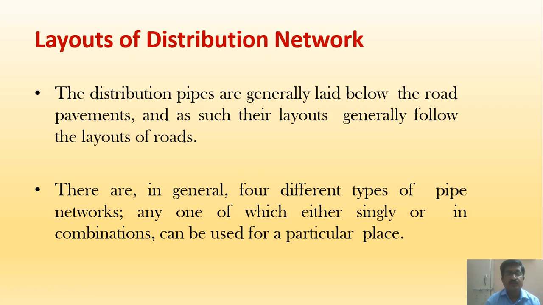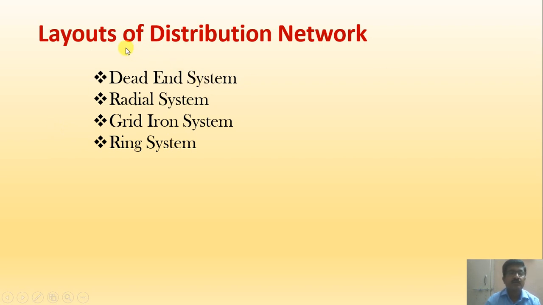Layouts of distribution network. The distribution pipes are generally laid below the road pavements and as such their layouts generally follow the layout of roads. There are in general 4 different types of pipe networks, any of which, either singly or in combination, can be used for a particular place. So in the layout of distribution network, 4 types are available: dead end system, radial system, gridiron system, ring system.